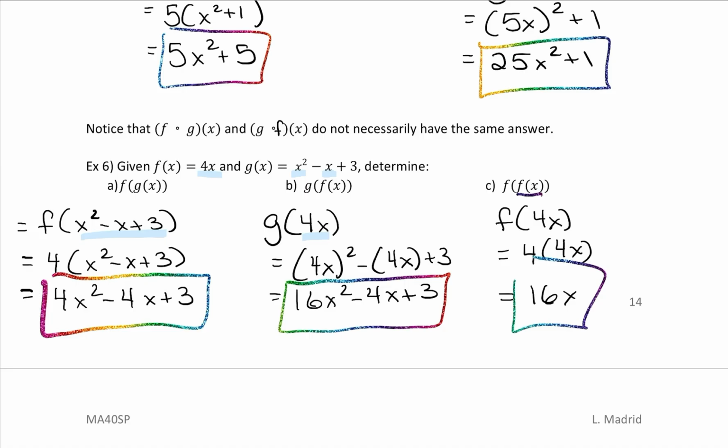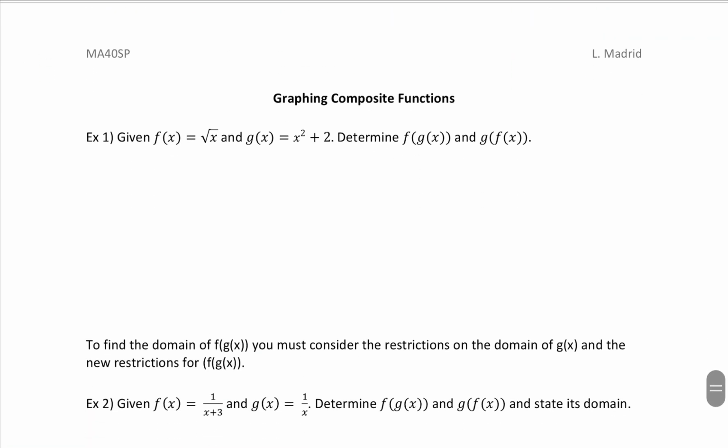All right, so the last part of this lesson is going to be graphing. Now, just like when we graphed our other combinations, addition, subtraction, multiplication, and even our division, we really needed to think about how our domain was affected by combining the functions. So the same thing applies here. So the first thing that we're going to do is write our new function. So we want to determine f of g of x and g of f of x.